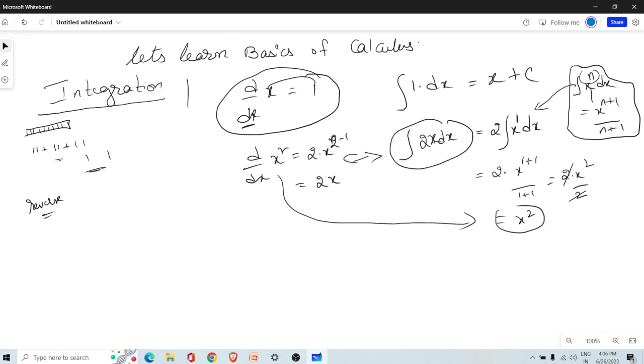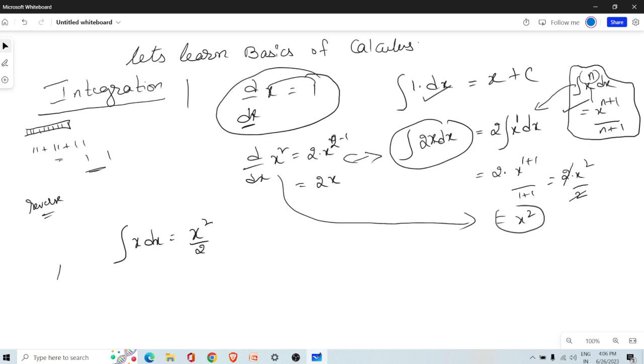So for integration and differentiation, we need to learn some formulas. In that, the basic formulas needed for us are integration of x power n dx and integration of 1 dx. So when we do integration, let us take it like this. If integration of x dx is there, we write it as x power 2 by 2, since it is x power n plus 1 by n plus 1.